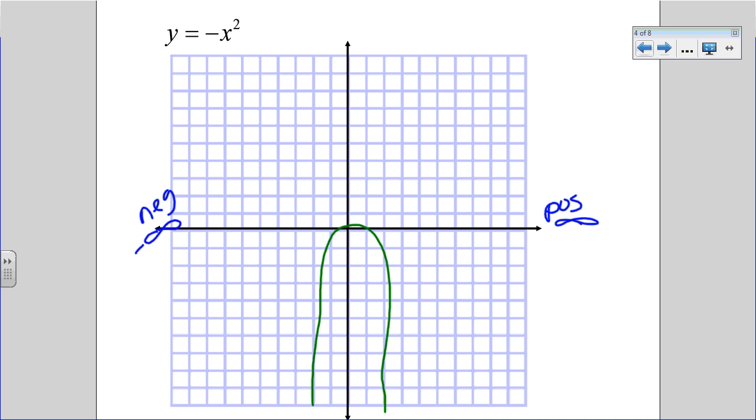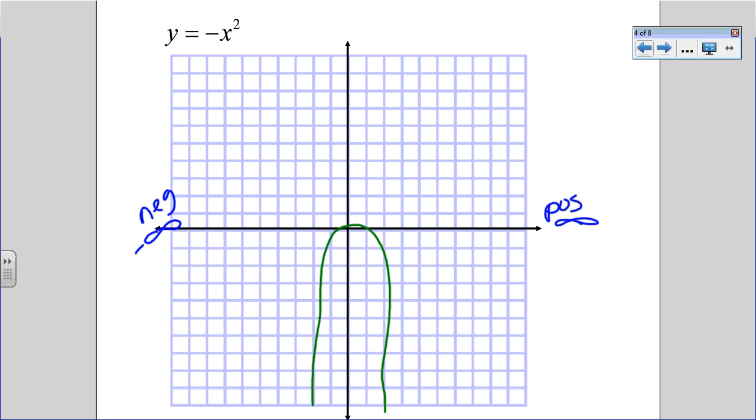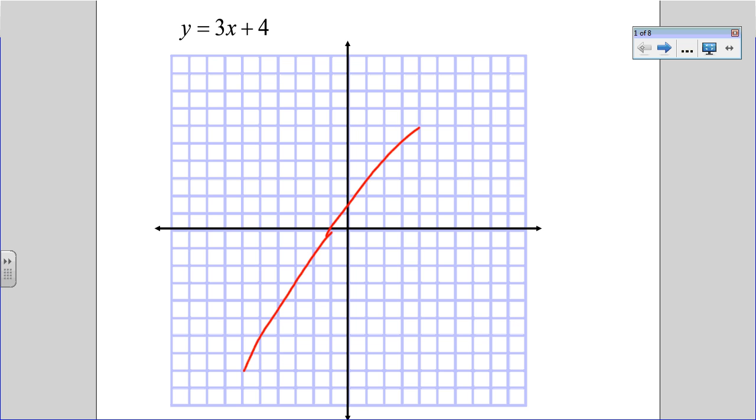Okay? So let's go back, and we're going to take a look at our chart and see if we can use these 4 examples that we graphed to talk about what our function is doing. All right? So the first thing we're going to do is I'm going to put up the positive leading coefficient with the odd degree. So we're going to look at this first function here. All right? I want to split my graph down the middle. And so I'm going to start off by looking at this negative infinity side. What is this function doing? Is it going up or going down? It's going down.